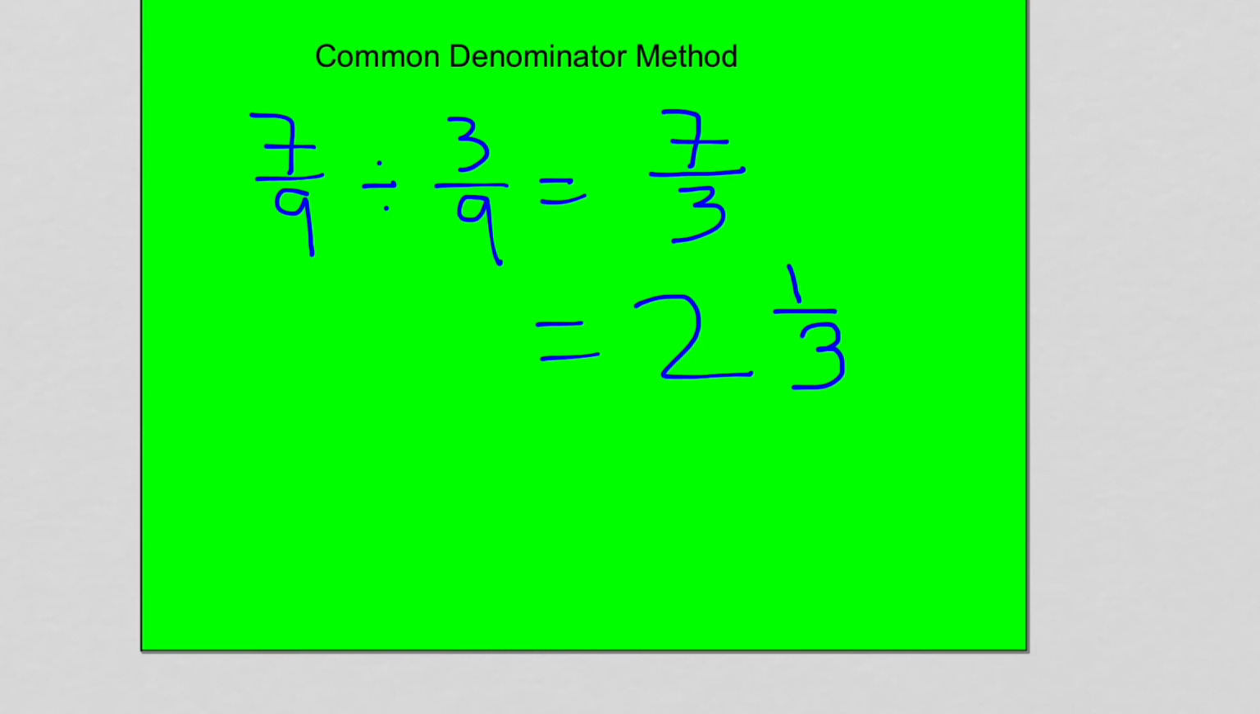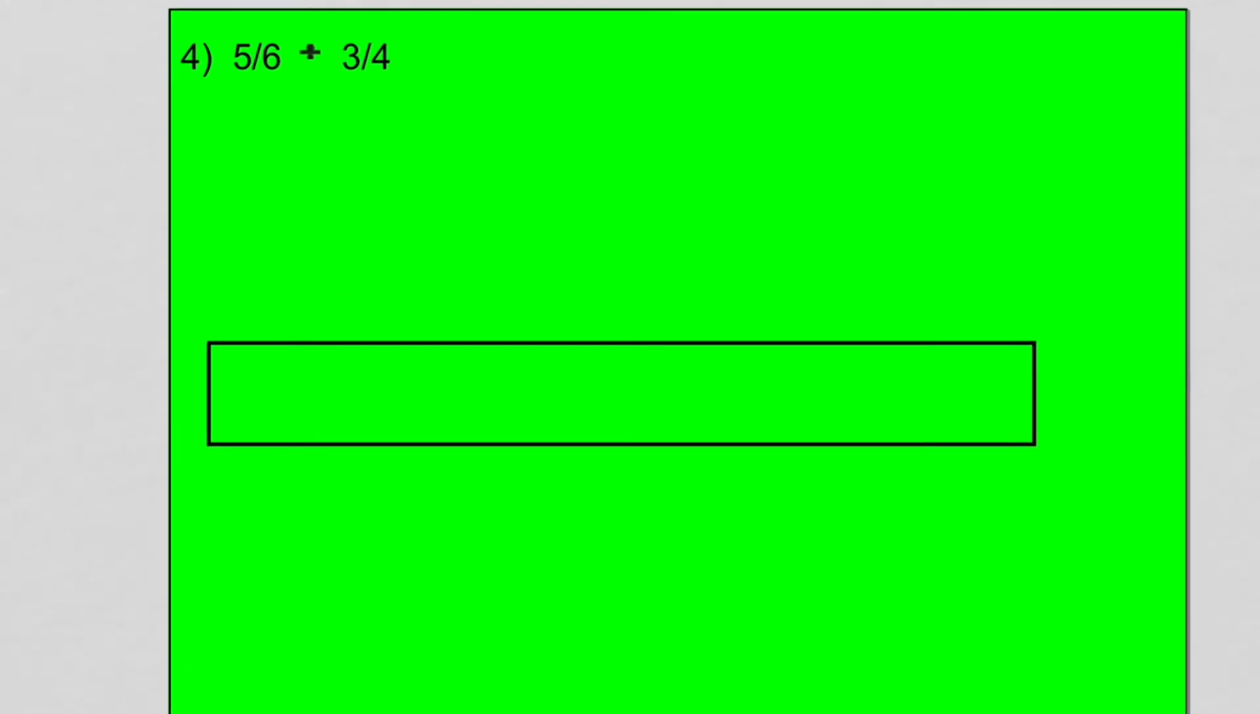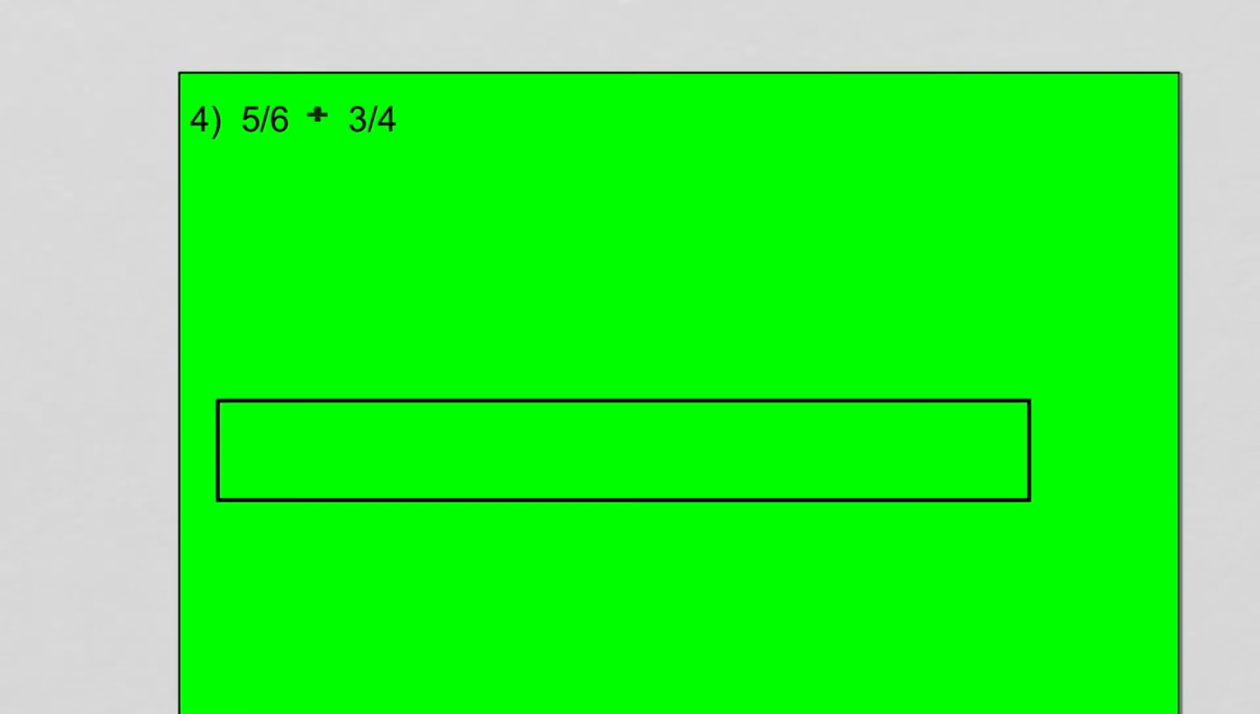Let's do another one. 5 over 6 divided by 3 over 4. Now in this case, we don't have a common denominator. We need to find the common denominator of 6 and 4. The lowest one is better, but any one is fine. So the lowest common denominator, if we skip count, 6, 12, 4, 8, 12, the lowest common denominator is 12.